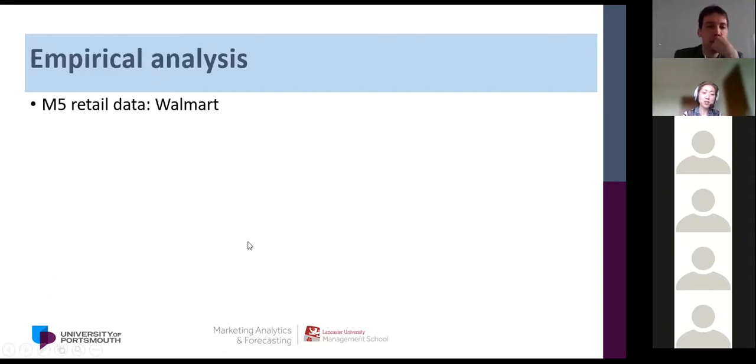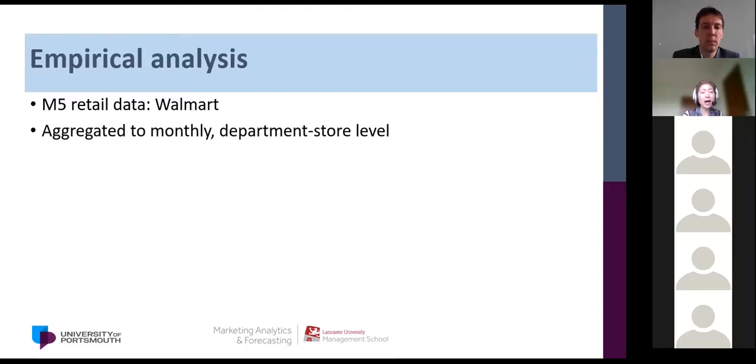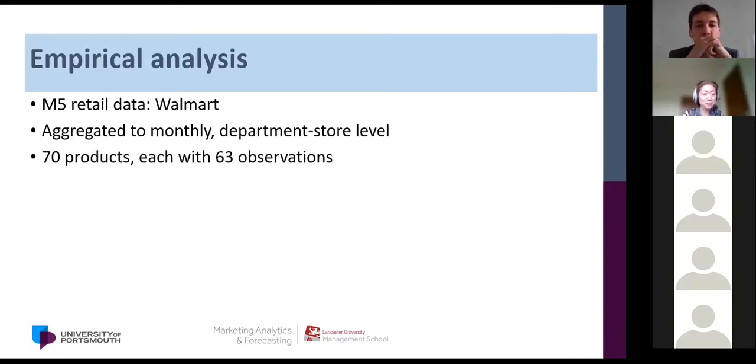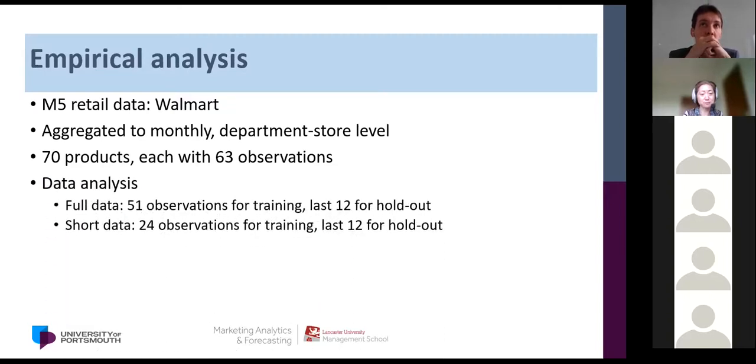So as I mentioned earlier, the empirical analysis was done with the M5 retail data from Walmart. So it's in that retail setting. We aggregated original data to the monthly level, department store level, so that we get rid of lots of the zeros and we have fast moving data. So this means that we had 70 products to look at with 63 observations.